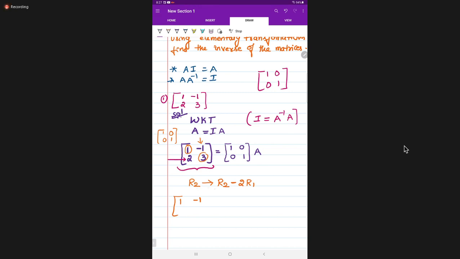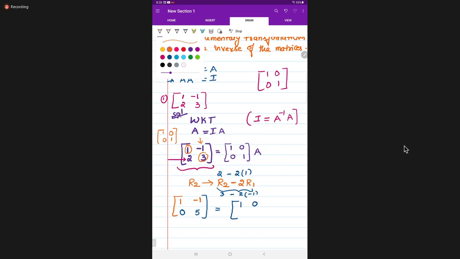What is the given operation? R2 first element is 2 minus 2 into the element 1. So 2 minus 2 is 0. Next, in the second row, one more element is there, 3. Now tell me that element. So here 3 minus 2 into the upper element, minus 1. Minus into minus is plus, so 5. Same operation applies on the right side also. So 1 0, write as it is.